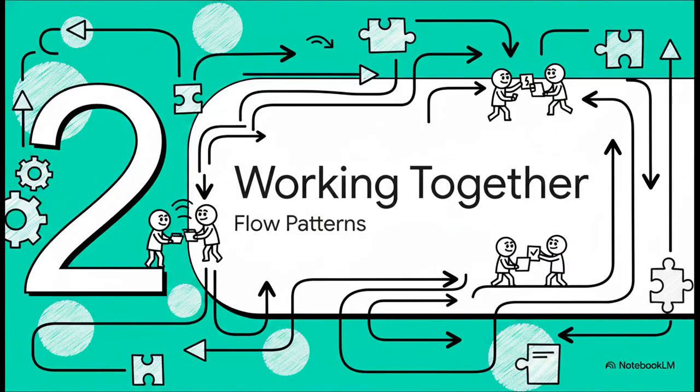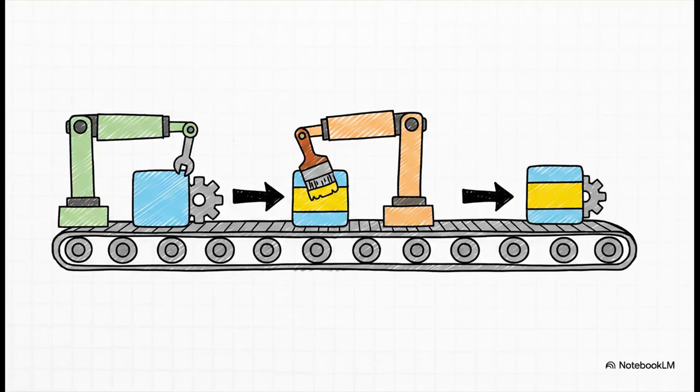So, how do we fix this problem of control and predictability? Well, this is exactly where flow patterns come in. We stop trying to make one agent do everything, and instead we start creating a structured process for them to work together. Our first flow pattern is the sequential agent. And honestly, the best analogy for this is a factory assembly line. Each agent is a specialist at one particular station. It does its one job, and then it passes the result on to the next agent down the line.